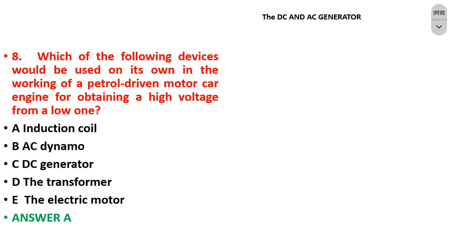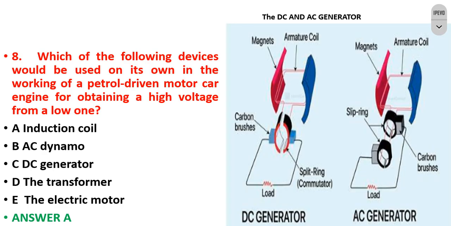The DC and AC generator. We want to look at a few tips about the DC and AC generator. Looking at this figure, it's almost the same thing. The one on my right is the AC generator and the one on my left is the DC generator. The AC generator has an armature, the DC generator also has an armature. The AC generator has magnets, the DC generator has magnets. The AC generator has carbon brushes and the DC generator has carbon brushes.